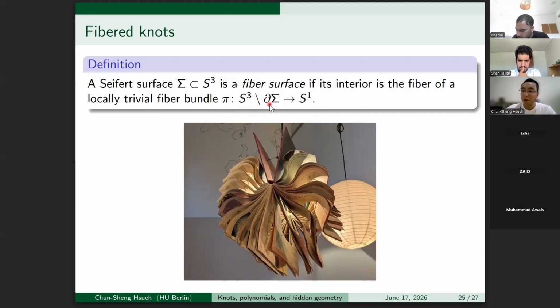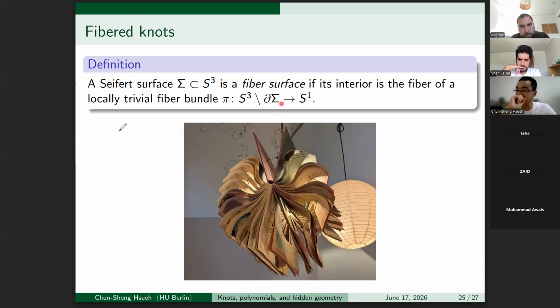That means you're filling up the whole space, away from your knot, with a one parameter family of Seifert surfaces. So this kind of Seifert surface is special because it can fill up the whole space, and we call it a fiber surface. The simplest example of a fiber surface would be the disk. Because if we consider S3 with the boundary of the disk, which is just the unknot, you have an S1 family of disks filling up the whole space.